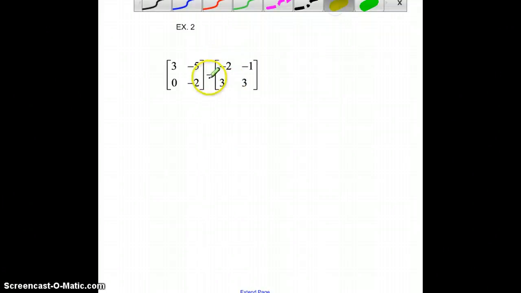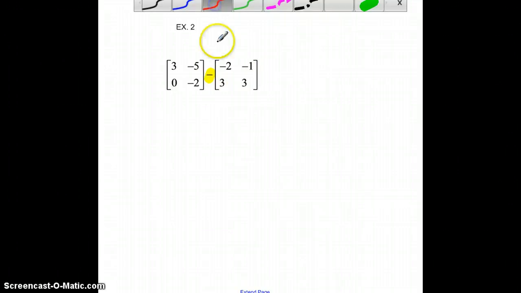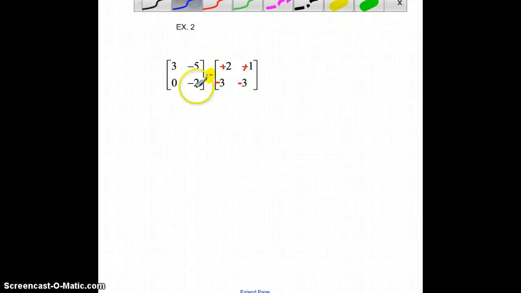This one is very similar. Again, first we have to check that the matrices are the same exact size. They're identical. Here, though, we've got a little negative sign between them. So, again, just think about if we had a negative sign outside of some parentheses, you would distribute that negative to each thing inside the parentheses. Same idea here. So if we do that, this really becomes a +2. This becomes a +1. Now we have -3 and -3. And now let's do our math.